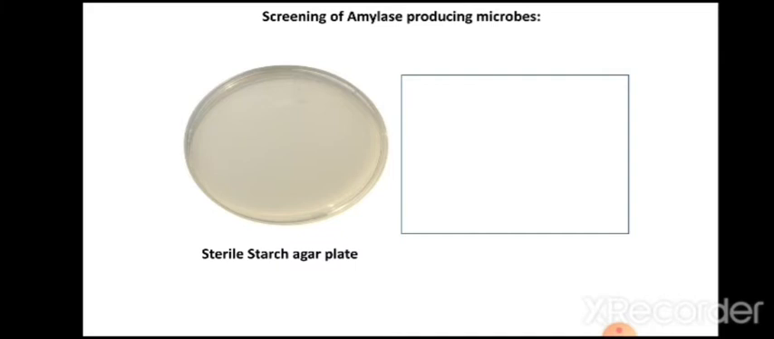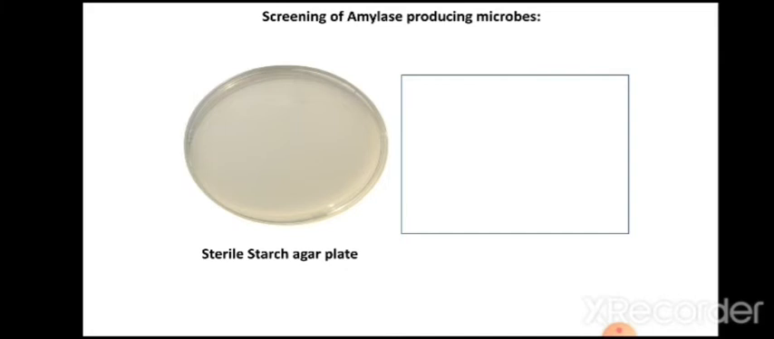So this starch agar plate is spread with soil suspension. Say, for example, we are interested in isolating amylase producers from a particular soil sample. So 1 gram of that soil sample is dissolved in sterile 10 ml of distilled water. Then the debris material is allowed to settle down, and 0.1 ml of the supernatant is spread onto this sterile starch agar plate, and then it is incubated.